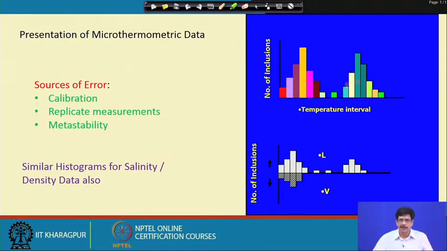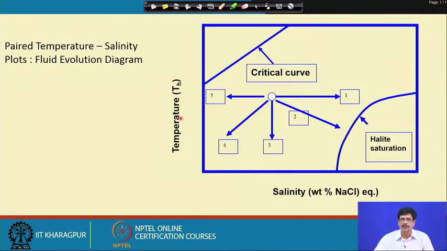So, we will see some case studies in many different types of situations where such histograms are used as a routine procedure for presentation of microthermometric data to understand the fluid characteristics. And then again we have paired data on temperature of homogenization and salinity. In some situations people also plot Tm, that means the depression in freezing point, on this axis, but it is a choice. Generally we prefer to draw this diagram with temperature of homogenization and salinity.